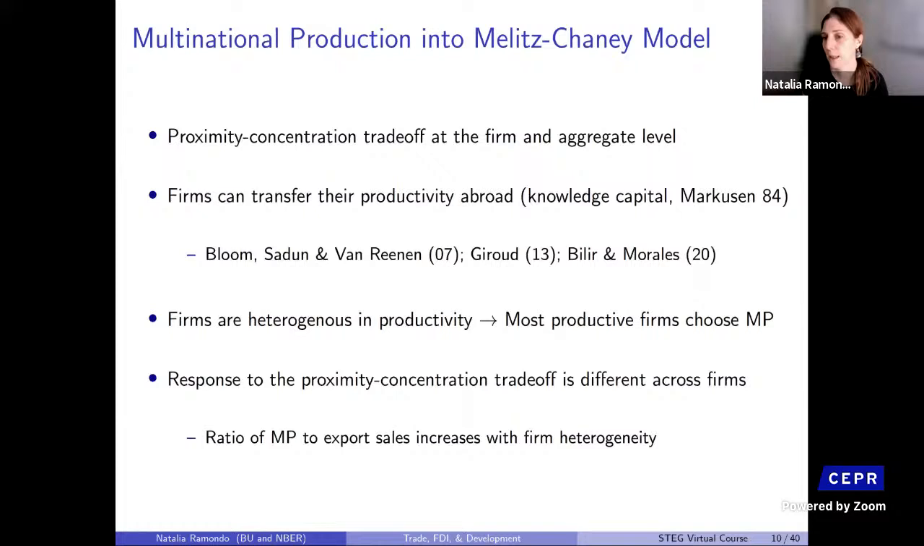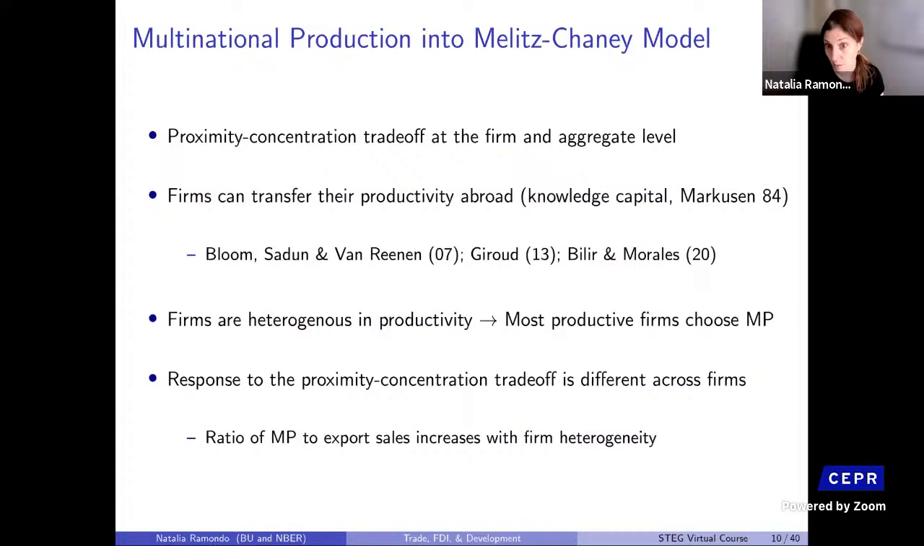Firms are going to be heterogeneous in productivity, so this is the Melitz flavor of the model, so that we can replicate the fact that the most productive firms are the ones choosing MP. And one of the results of incorporating this heterogeneity is that the responses to the proximity-concentration trade-off are going to be different across firms. So the model will have predictions about this trade-off across industries, and it's going to say something like industries with more heterogeneity will have more MP relative to export. That's going to be one of the testable implications of the model. They're going to go and test it, but I'm not going to go there. I'm going to show you the main elements of the model.